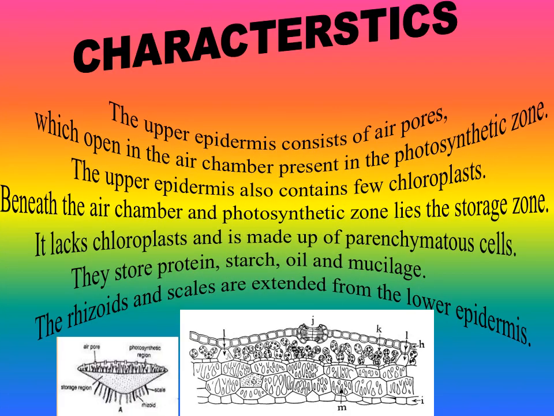This is the VTS. The upper epidermis consists of air pores which open into the air chamber present in the photosynthetic zone. The photosynthetic zone also contains chloroplasts. Beneath the air chamber and photosynthetic zone lies the storage zone. It lacks chloroplasts and is made up of parenchyma cells. They store protein, starch, oil and mucilage. The rhizoids and scales extend from the lower epidermis.